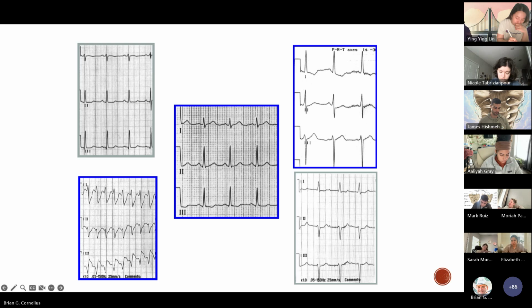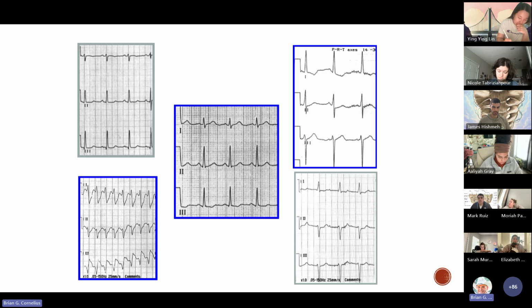Make sense? And then moving to the top right over here, lead one is upright. Lead two is kind of indeterminate, right? It's really kind of 50-50 depending on which complex you look at. And then lead three is negative. So this is a physiologic left axis. I'm not really concerned about pathology here. And then this bottom right EKG, lead one is upright. Lead two and three are both negative. So this is a patient I'm concerned about some sort of hemiblock going on. Does that make sense as far as interpretation?